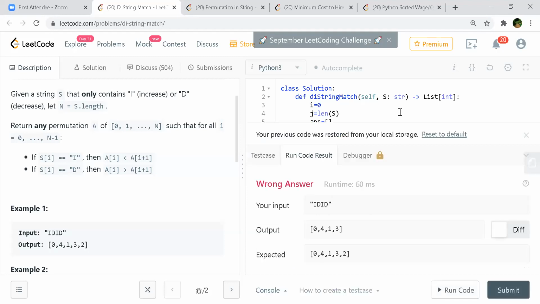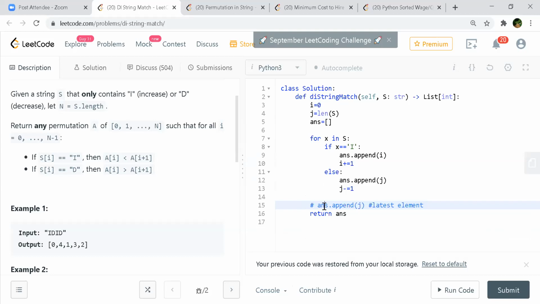But how are you sure that at the end we'll have the decremented value only? Yeah, that part too you are missing, the last updated value, right? What were you saying, Harshit? So in this example, at the end we had a D, right? So if we had an I, then shouldn't the value of I be appended, instead of J in line number 15?